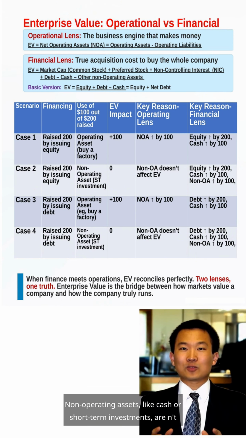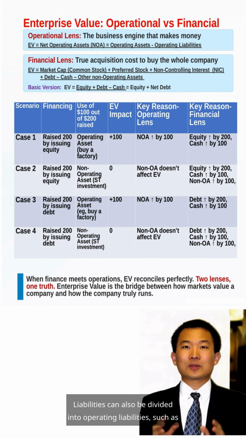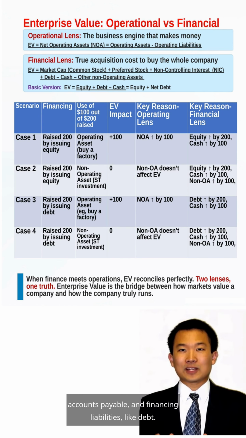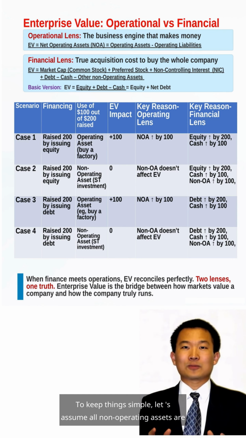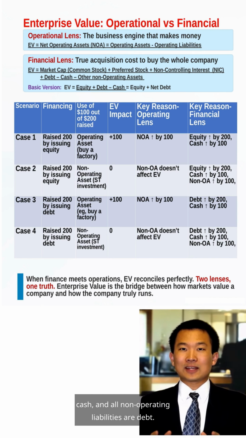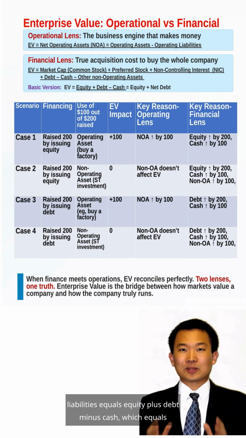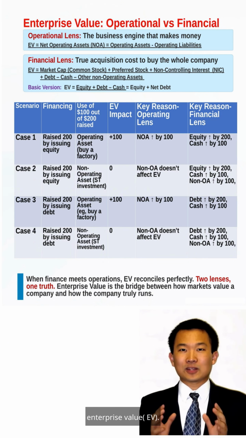Non-operating assets, like cash or short-term investments, aren't part of the core business. Liabilities can also be divided into operating liabilities, such as accounts payable, and financing liabilities like debt. To keep things simple, let's assume all non-operating assets are cash, and all non-operating liabilities are debt. After rearranging, we get operating assets minus operating liabilities equals equity plus debt minus cash, which equals enterprise value, EV.